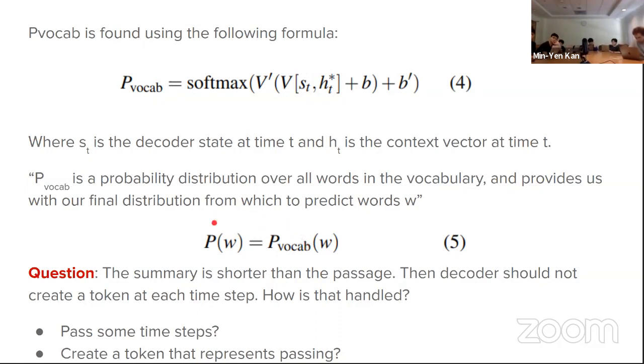So yeah, I actually have a question that I want to ask you. I wasn't quite sure when I was reading the paper. We just discussed the summary is actually shorter than the passage, right? Then the decoder should not create a token at each time step because the summary is shorter than the source document. But I don't think they explain how that is handled.